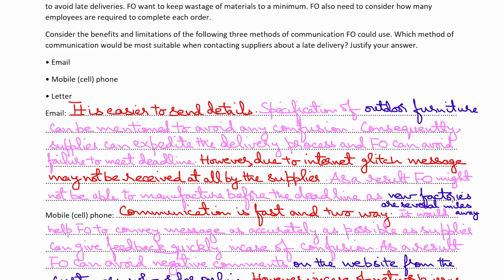Now look at the question. Consider the benefits and limitations of the following 3 methods of communication FO could use. So the question is about methods of communication. Which method of communication would be more suitable when contacting suppliers about a late delivery, right? Justify your answer. Okay, so the options are email, mobile or cell phone, and letter. Now, how to do it? How to go about a 12-mark question?